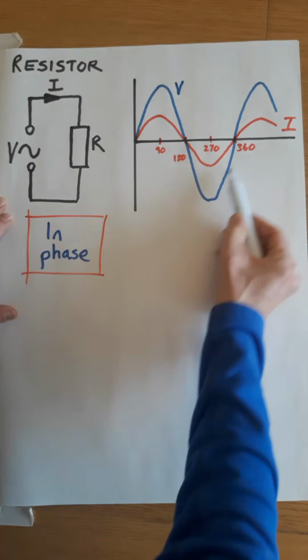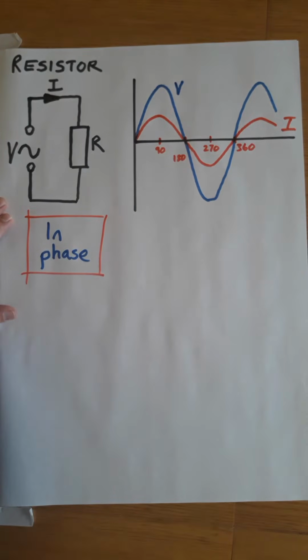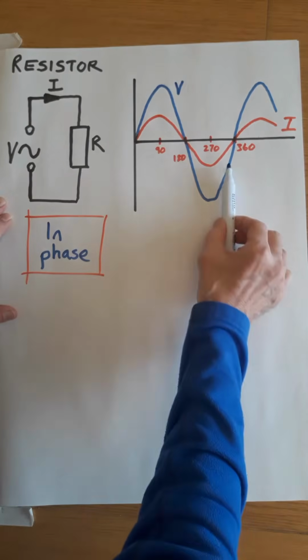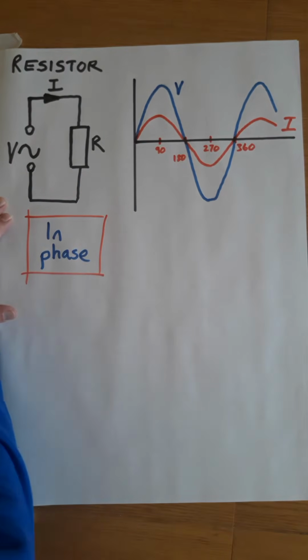We don't always draw these waveforms. Sometimes we do, but we don't always do that. And there is a simple way of representing them. In electrical work, we can represent a voltage or a current by an arrow, and we call the arrow a phasor.